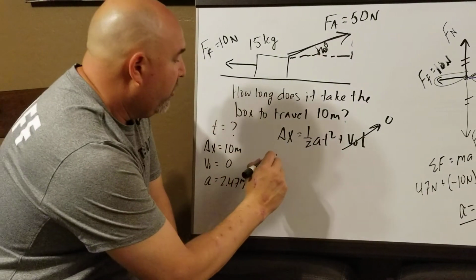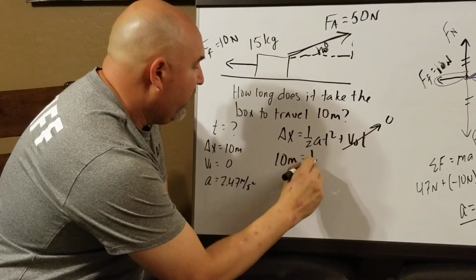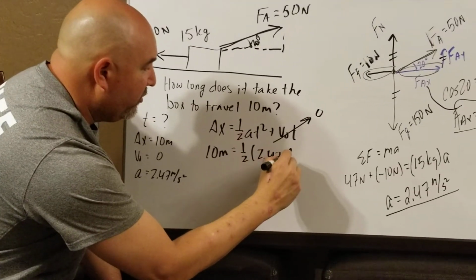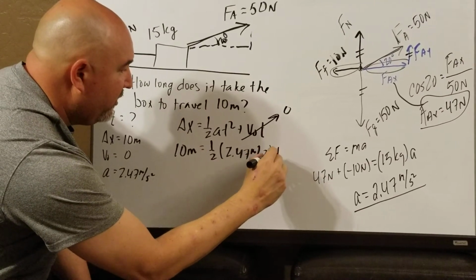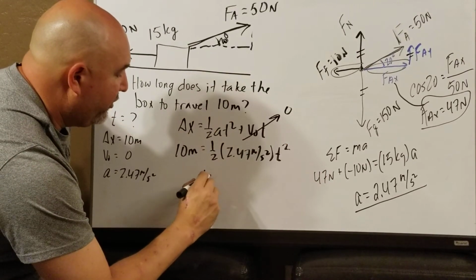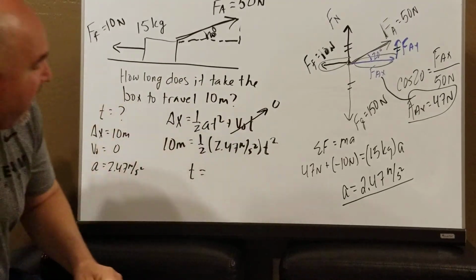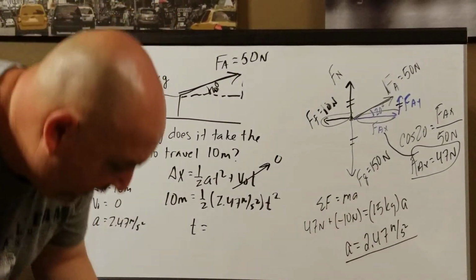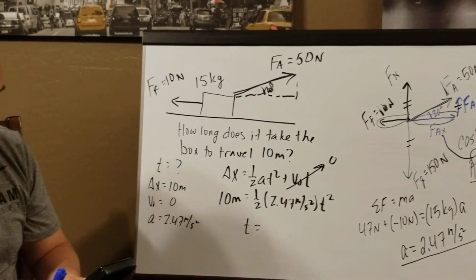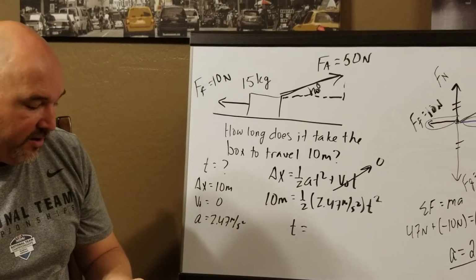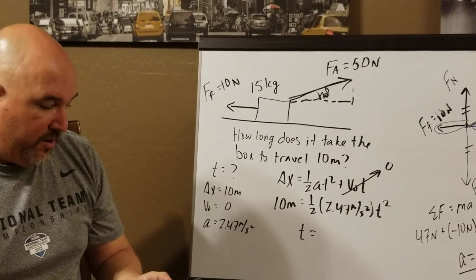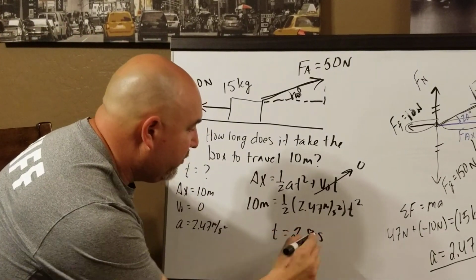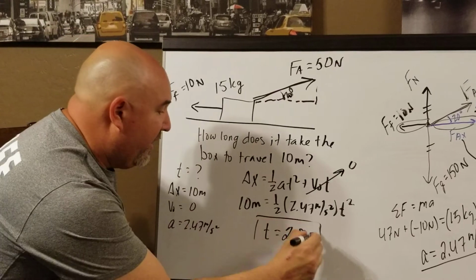So now I just go through 10 meters equals 1/2 times my acceleration, 2.47 meters per second squared, times t, and that's squared. And then I just go through and grab my calculator again and calculate that, and I can figure out my time. In that case, I have 20 divided by 2.47. I've got to root that, and I have 2.8 seconds. Rounded, of course.